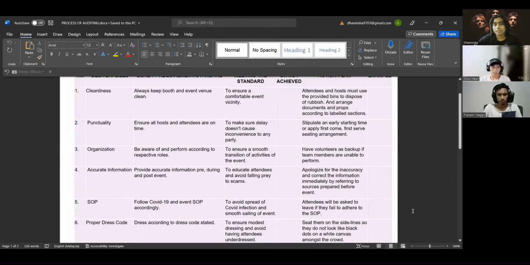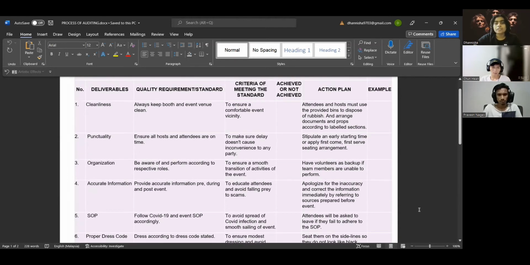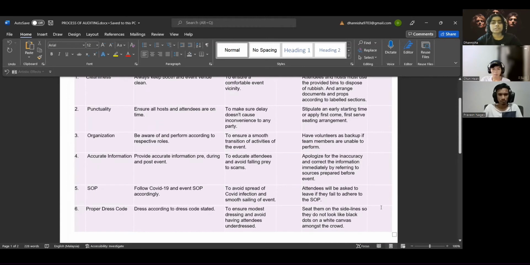So the action plan for this is, in case something goes wrong, we can apologize for the inaccuracy and correct the information immediately by referring to sources prepared before the event, meaning you have sources of information prepared before the start of the event, so you can refer to it in case of inaccuracy.